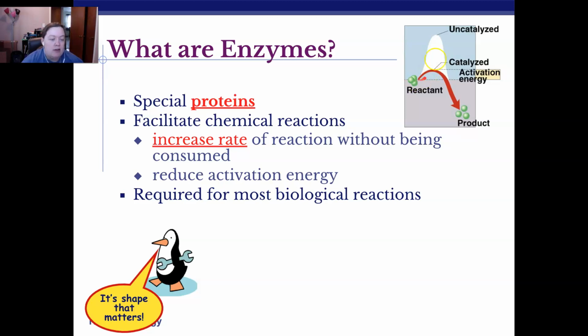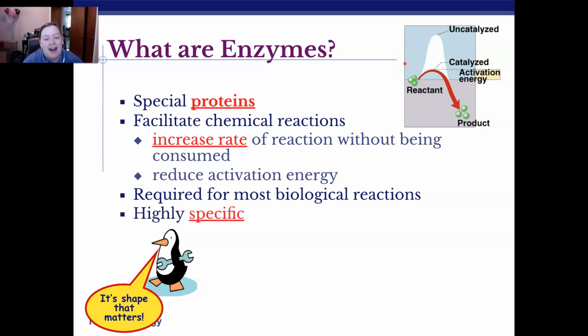And if you look at this graph here, we see the word uncatalyzed and catalyzed. A catalyst is something that speeds up a reaction. So if it has a catalyst, or if it has an enzyme, it's sped up with a lower energy. Uncatalyzed means no enzyme, so the activation energy is higher.